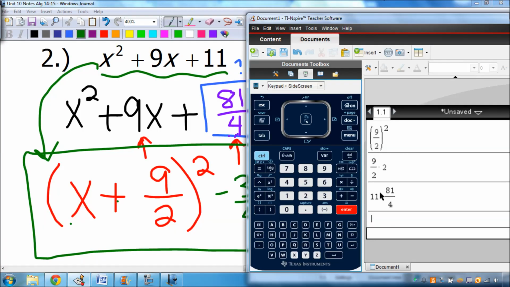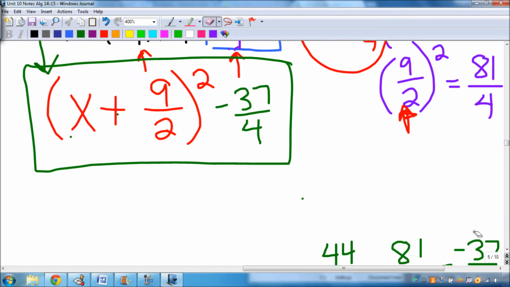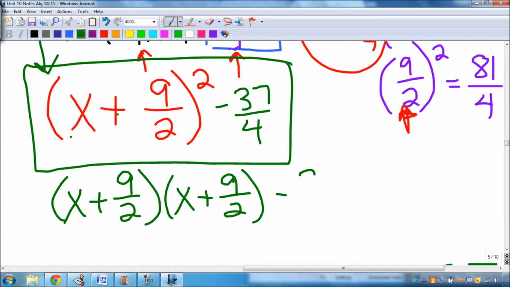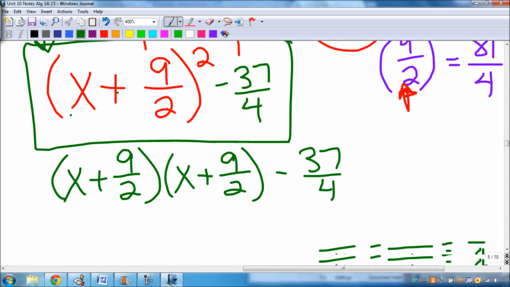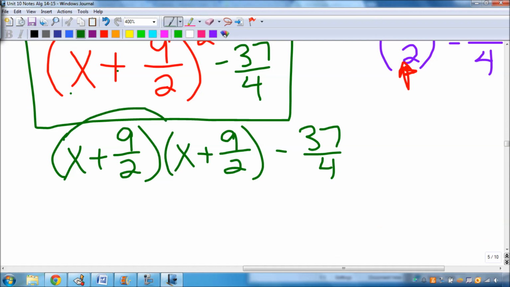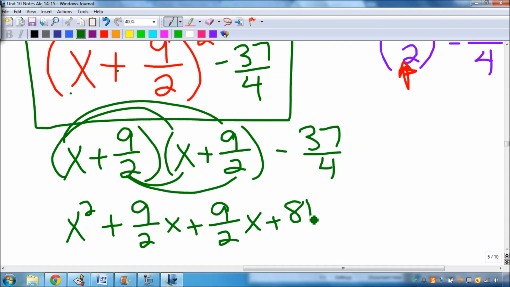Let me show you how you get the same answer. Let's actually multiply it all out together really quickly, and then we will be done with our video for today. So let's see. This means x plus 9 over 2 times x plus 9 over 2, right, minus 37 over 4. All right, so when I distribute through, let's erase this on the side right here. When I distribute through, x times x is x squared. x times 9 over 2 is 9 over 2x. 9 over 2 times x is 9 over 2x. And 9 over 2 times 9 over 2 is 81 over 4 minus 37 over 4.